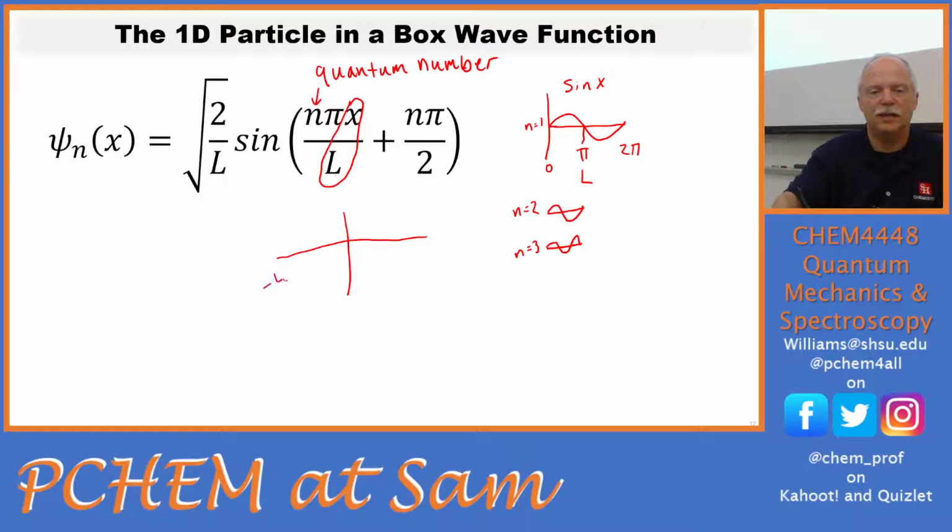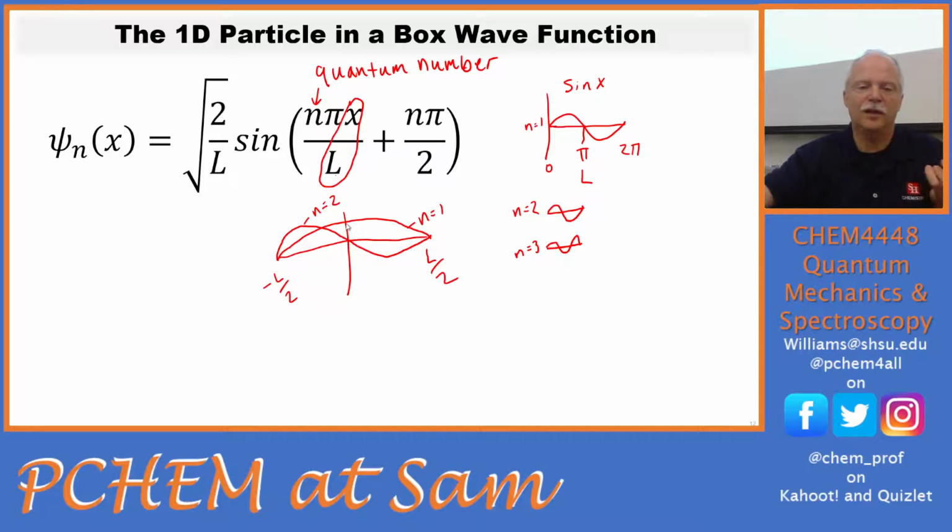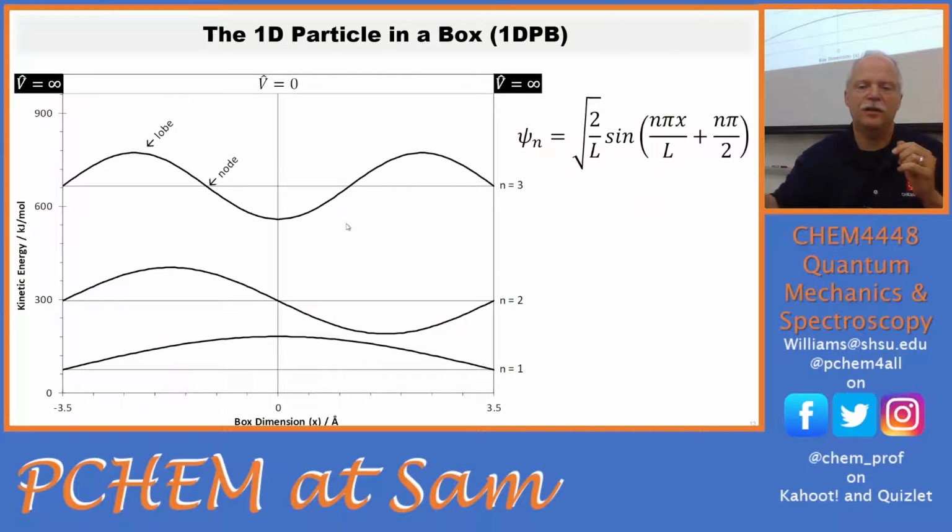So minus L over 2 to L over 2, and we have n equals 1, and then this would be n equals 2, where it goes through the 0 like that, and so on and so forth. Now I've got them plotted on the next screen. So here's our first 3 wave functions.